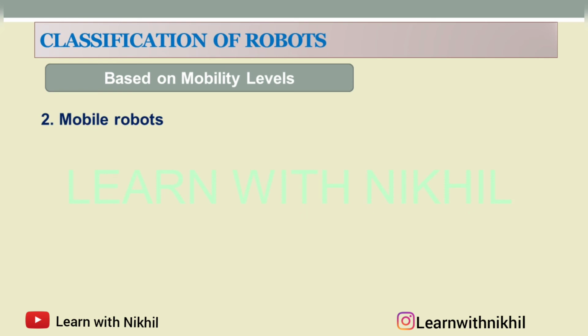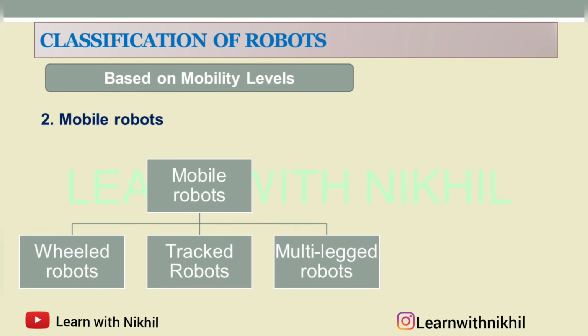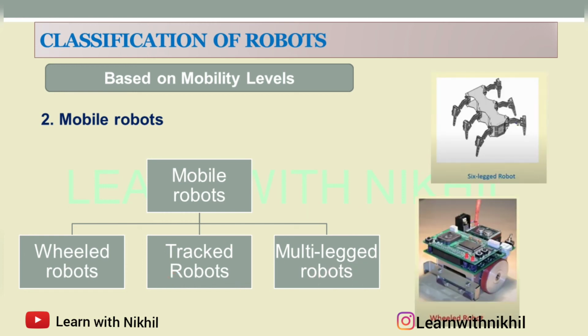Next, based on mobility levels, you have mobile robots. A mobile robot means a robot which can move. Moving robots can be subdivided into 3 types: wheeled robots, which have wheels; tracked robots; and multi-legged robots, which have legs. These are types of wheeled robots, and this is a type of 6-legged robot, which has legs. So these are the mobile robots.